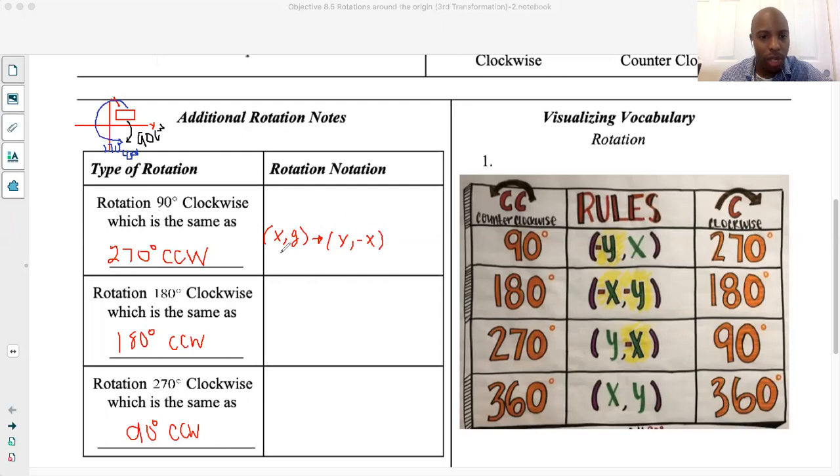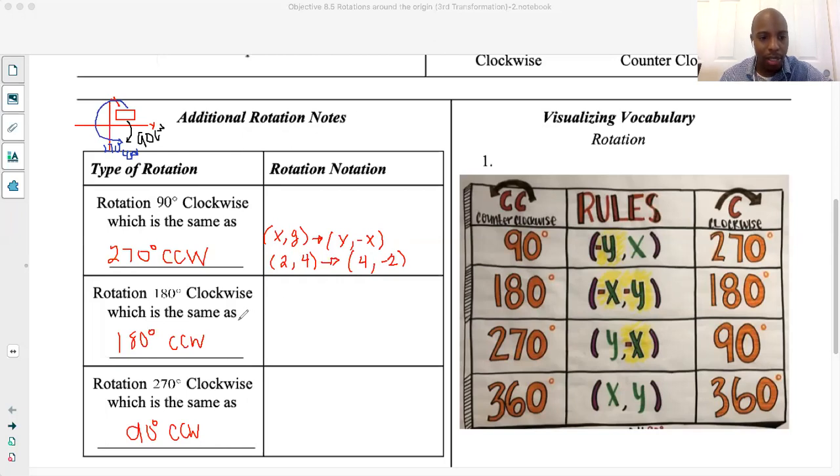Well, what do you mean, Mr. Woodford? Imagine I had a point like this. Let's give you an example here. 2 comma 4. 2 comma 4 would become, sorry, that's an arrow, 4 comma negative 2. Did you see what I did there? Did you see how we switched the X and Y, made it Y and then X, but then we negated the X, instead of a positive 2, we made a negative 2, okay?